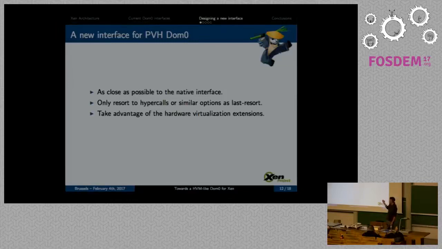We only want to use hypercalls when there's no other interface that we can use. I'm sure that we'll have to use them from time to time. It's not something that we can get rid of, but we'll try to reduce as much as possible the number of hypercalls that we need to use from Dom0. And finally, we would also like to take advantage of all the new hardware virtualization extensions that came up on recent, well, not that recent, Intel and AMD CPUs. Maybe they've been around for almost 8 years now.